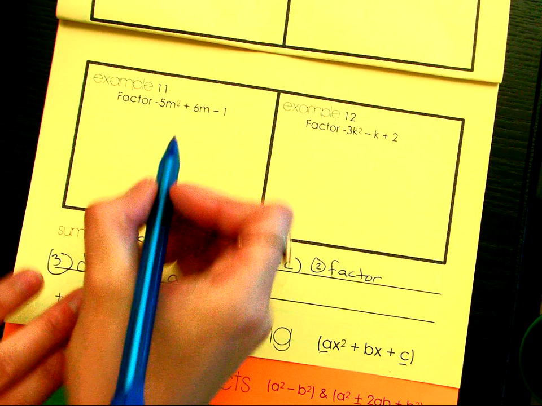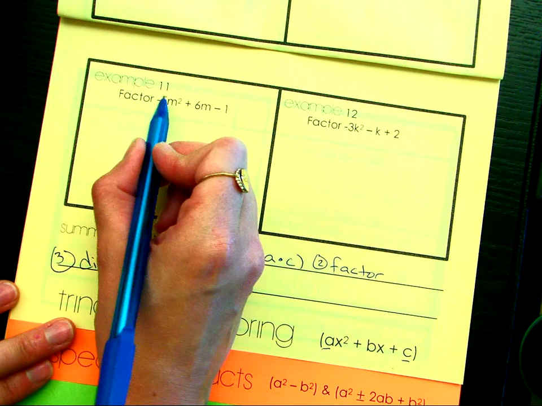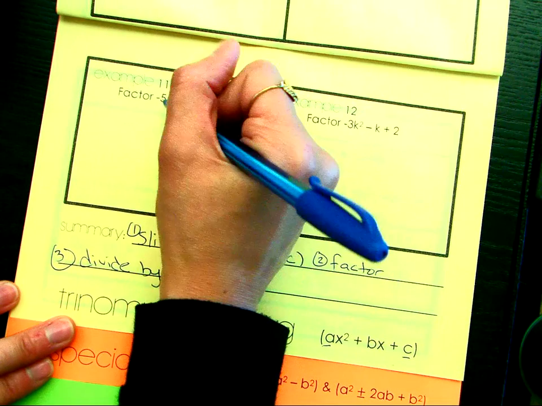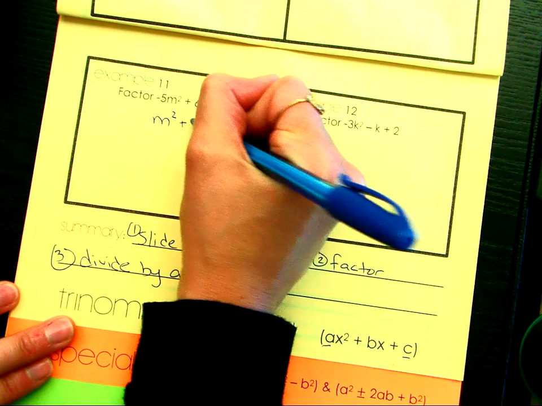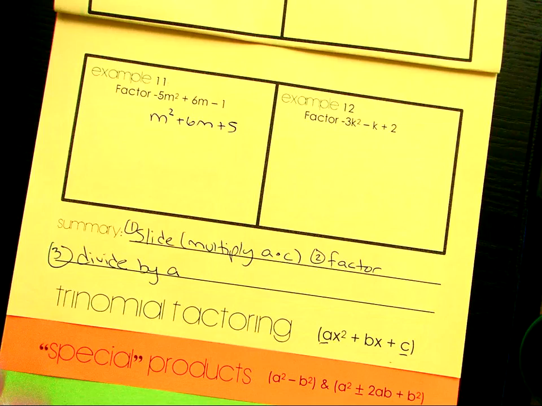I'm going to take the leading coefficient to the end and multiply. So I'm going to multiply the negative 5 times the negative 1. Like I said, you also have the option of factoring out a negative 1 first. Okay, now I'm going to factor this.